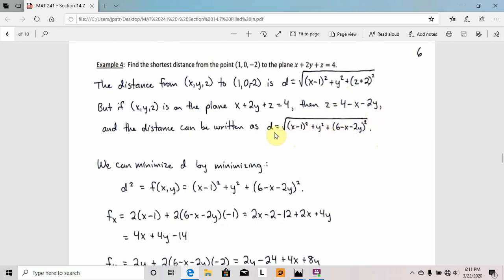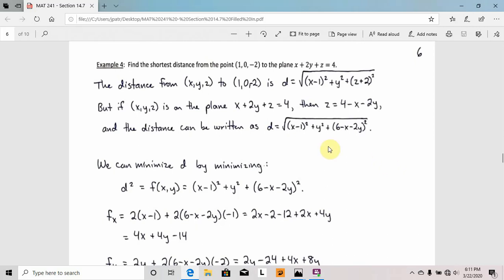So you get this distance formula right here where it just has an x and a y in it, because then you can treat that like it's a function of x and y, and then the stuff that we were just doing, figuring out the critical points, and then whether those are local maxes or local mins or saddle points, all works again.